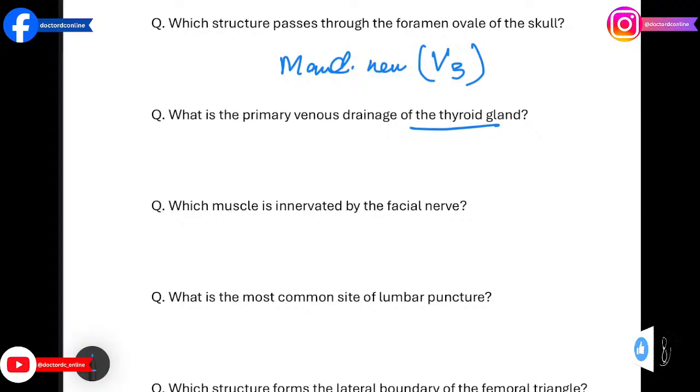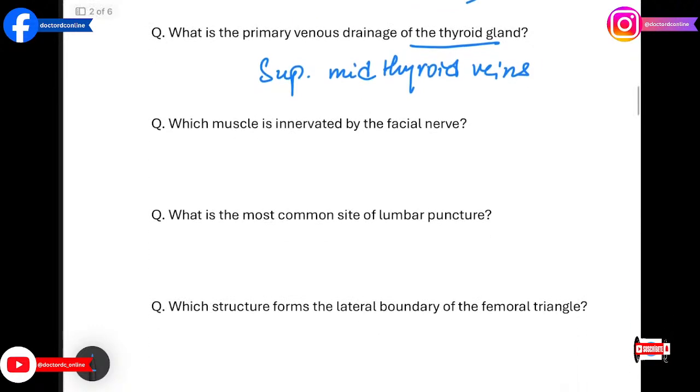The next question is, what is the primary venous drainage of the thyroid gland? And the answer is superior and middle thyroid veins. They drain into the internal jugular vein, while the inferior drains to the brachiocephalic.